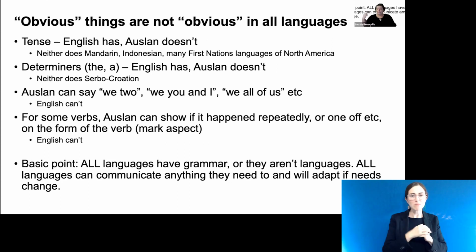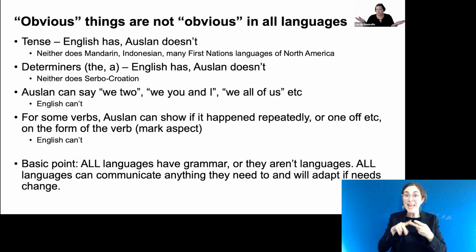Auslan and other languages can say things like we, us, but not you, as opposed to we, including you. Many languages have this we inclusive, or we, not you. For some verbs in Auslan, you can show if something happened again and again or was a one-off. English can't do that.